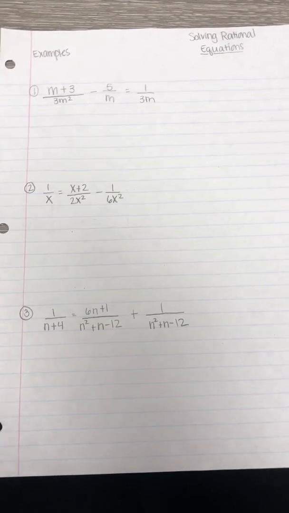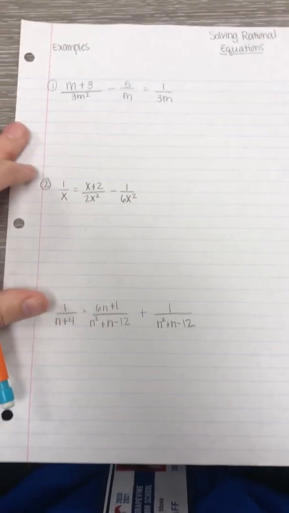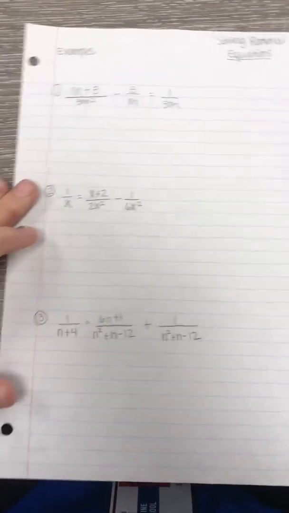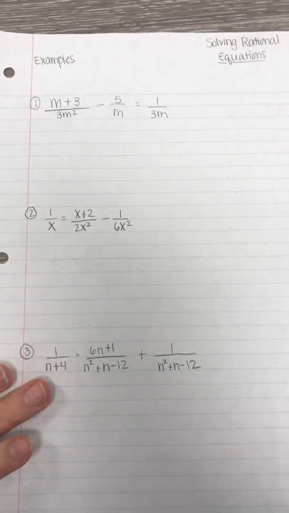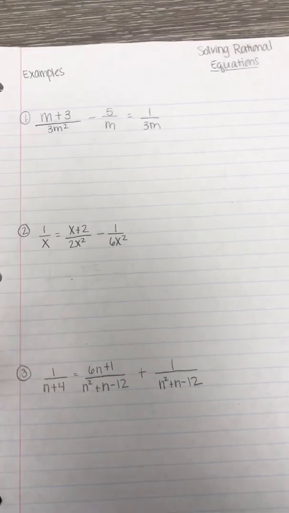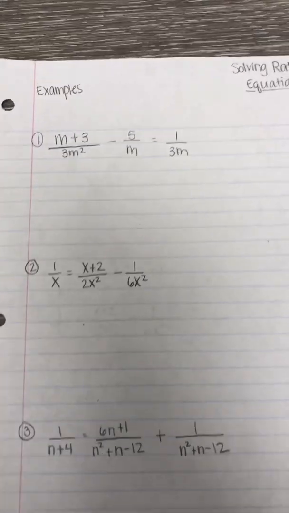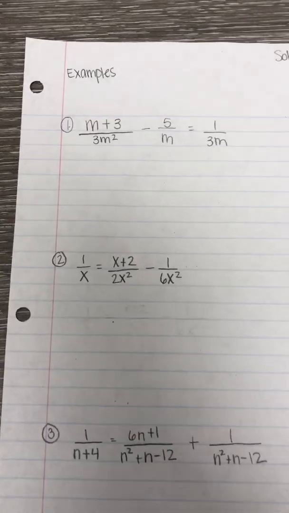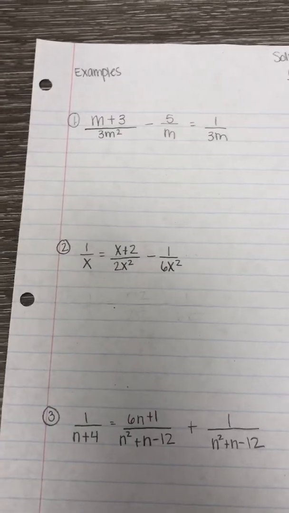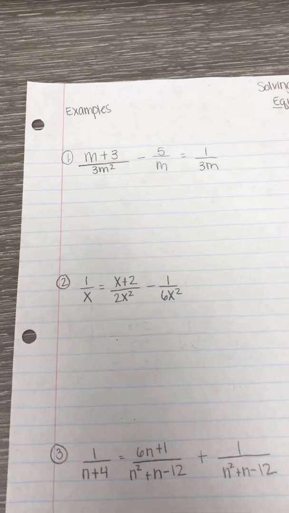Hey guys, since homework 3.1, the second homework, is about solving rational equations, I just wanted to work a couple of the examples that are on the key, just to refresh your memory on them. A couple of people do them differently, and that's totally fine. I'm just going to show you the way that I do things.